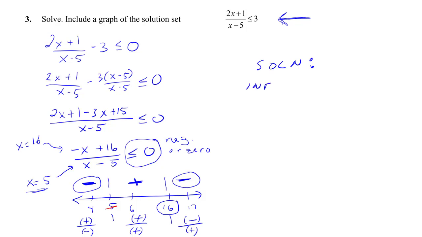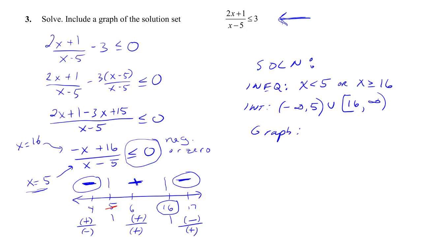Inequality-wise, I have two broken regions here. I have everything less than 5, so x < 5, or x greater than or equal to 16. x ≥ 16. In intervals, this would be negative infinity to 5, not including 5, union 16, including 16, to infinity.